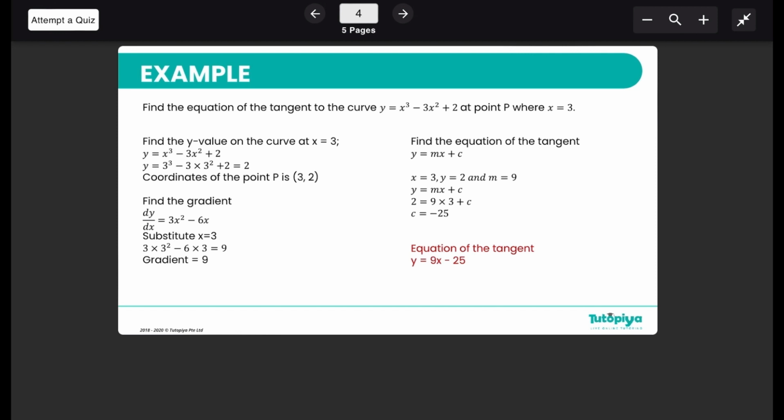Once you've obtained this information, you know that any line has the equation y equals mx plus c, right? So for this particular line, you can substitute in the y value as 2, x value as 3, and m value as 9 as per the calculations, which allows us to find out that c has to take the value of negative 25. And by substituting all this in, you can then find out that the equation of the tangent is therefore y equals 9x minus 25. And this brings us to the end of the differentiation component in the syllabus.